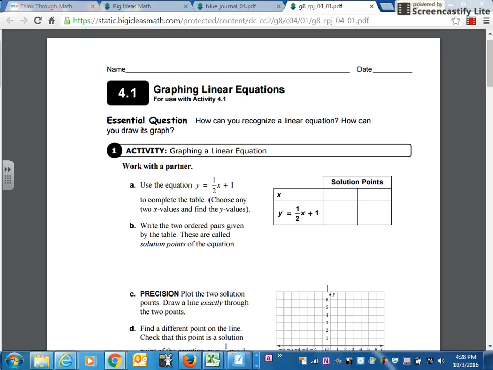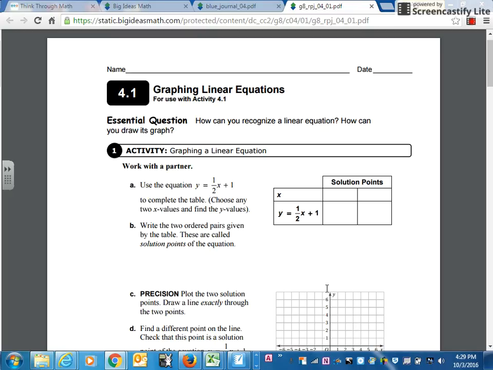Okay, this is 4.1, graphing linear equations. Activity 1, graphing a linear equation. Work with a partner. Use the equation y equals 1/2 x plus 1 to complete the table. Choose any two x values and find the y values.